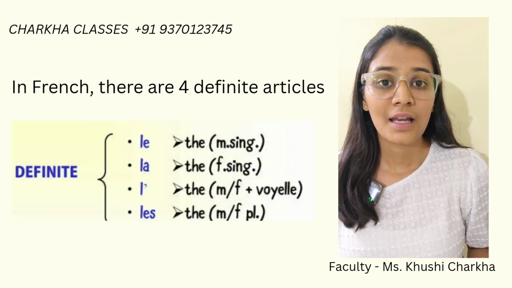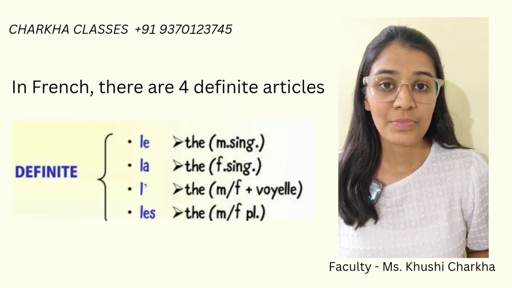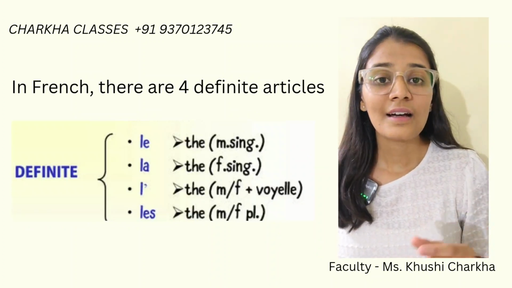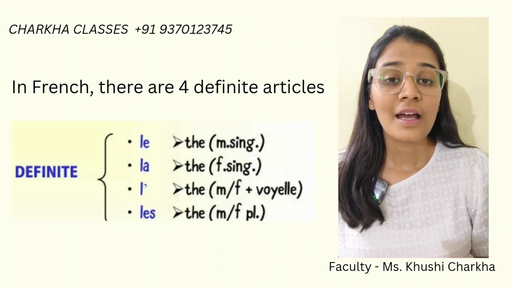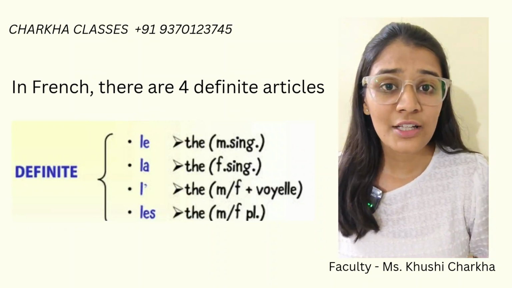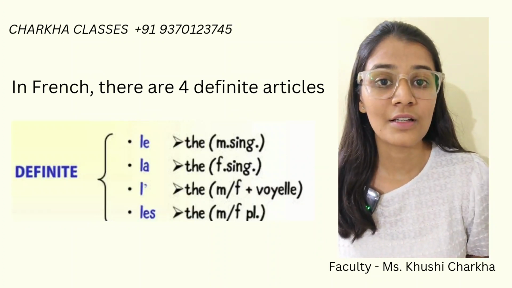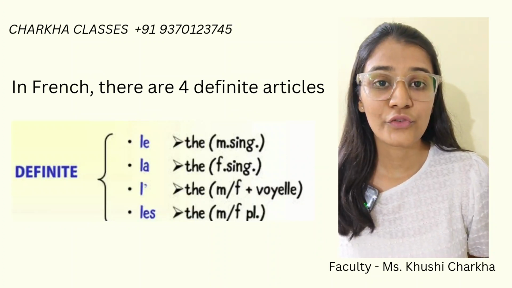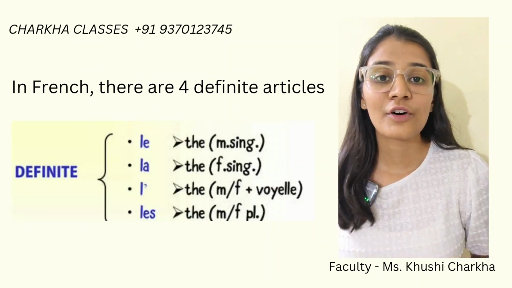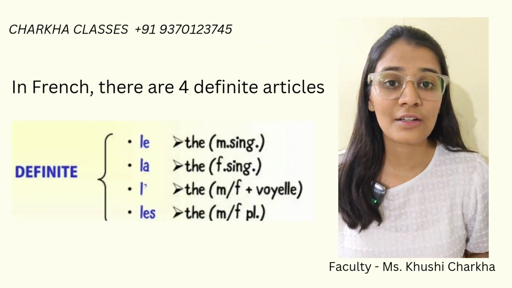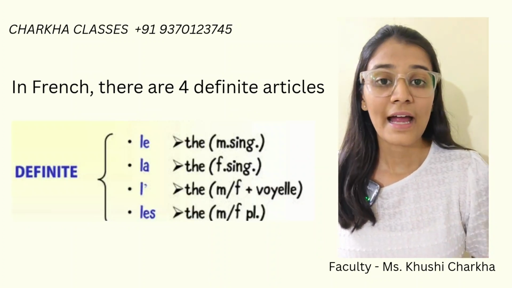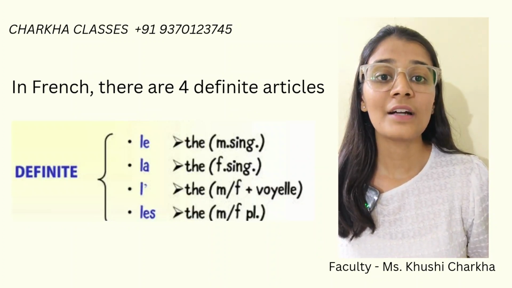Repeat: le, la, l' and les. Now, le is used for a masculine and singular noun. La is used for a feminine and singular noun. L' is used for be it masculine, be it feminine, but a singular noun which should begin with a vowel. And les is used for be it masculine, be it feminine, but the noun should be plural. So le is for masculine singular, la is for feminine singular, l' is for masculine or feminine singular beginning with a vowel, and les is used for masculine or feminine but plural.